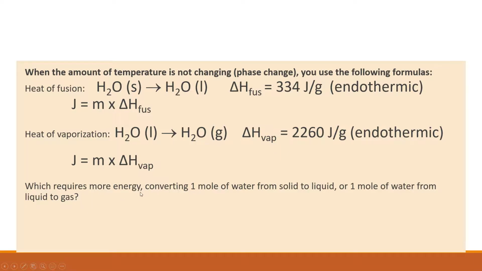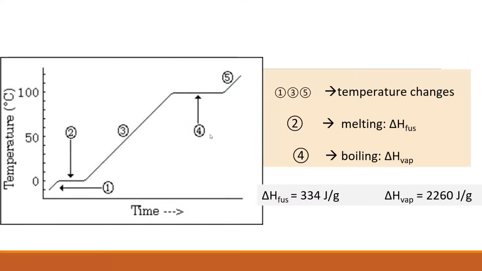So which of these requires more energy, going liquid to gas or solid to liquid? As you can see, going liquid to gas is going to need more energy because gas is a really big freedom situation. All right. So at any curve like this, there's a change in temperature at 1, 3, and 5, right? Temperature can change of the solid down here, of the liquid up here, and of the gas up here. There's melting at that first flat part, and there's boiling at that second flat part. And if this is water, those are the representative energies associated with melting, fusion, and vaporization with boiling.